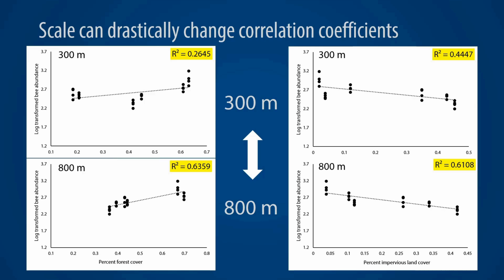Now I did not include 500 meters there, as there was a trend that the larger the spatial scale, the stronger the correlation. So 500 meters would fall between 300 and 800 in terms of strength. So with this, you can say that picking 800 over 300 would give me a lot stronger conclusions.